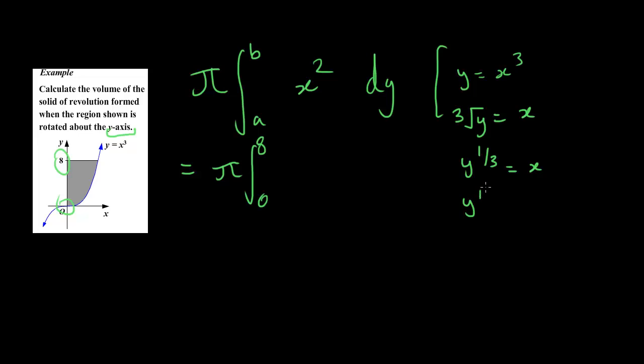So you get y to the 1 over 3, squared, equals x squared. You can simplify that further as y to the 2 over 3, and then integrating gives y to the 5 over 3, because 3 times 2, 6 plus 1, 7 over 3. Yep, cool.